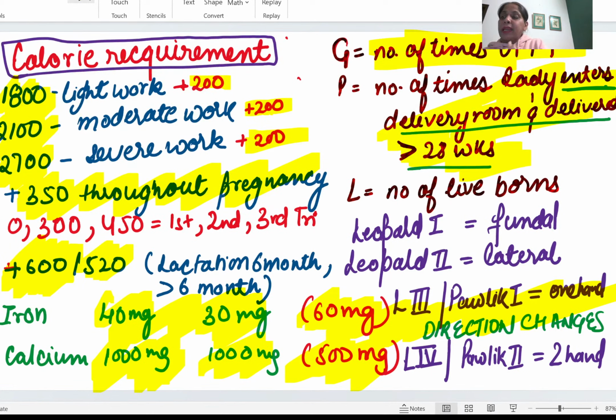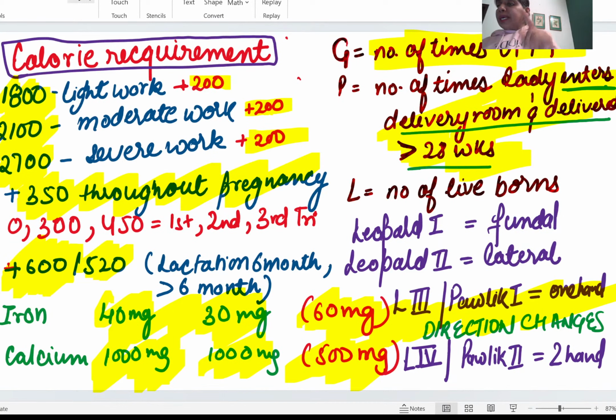Here we put one hand in the pelvis of the female, and in this way we feel with the help of the one hand. After Dr. Kavita, you are asking, ma'am, from which week we can do Leopold? After 28 weeks. Okay, after 28 weeks.